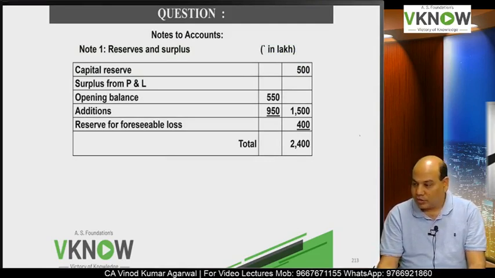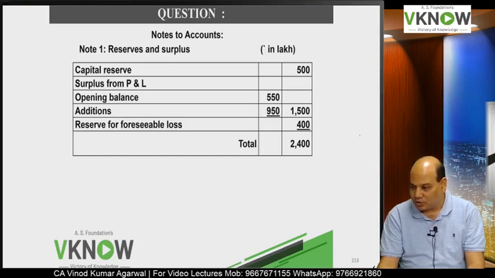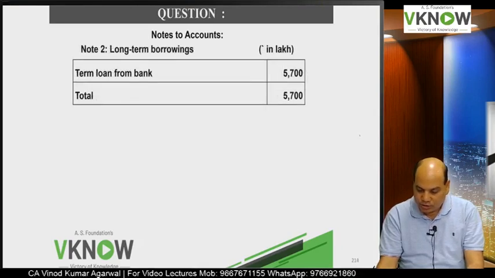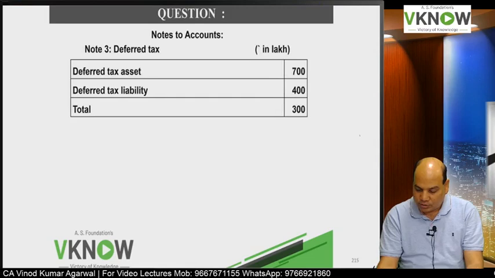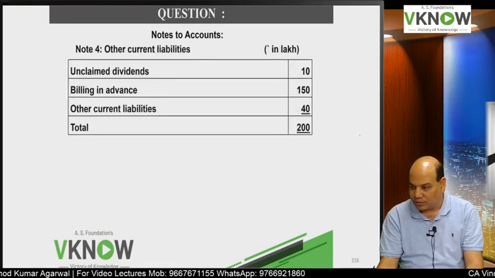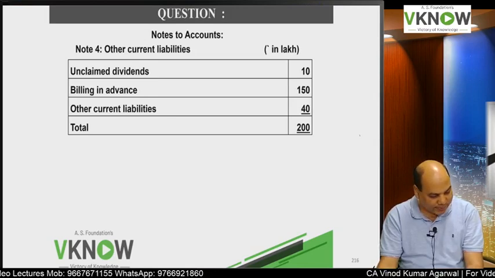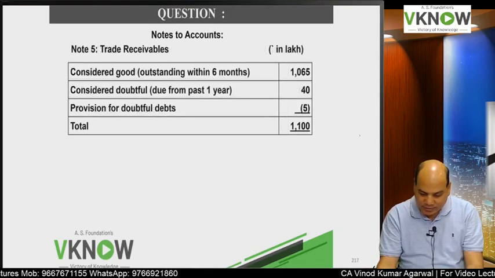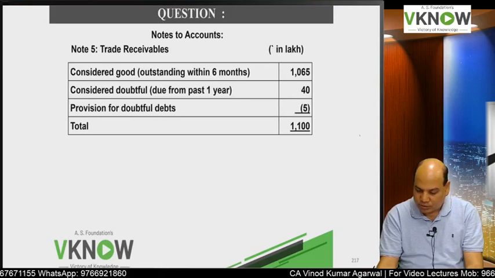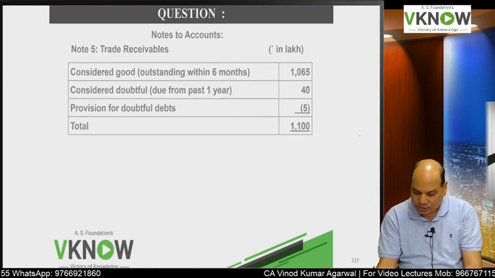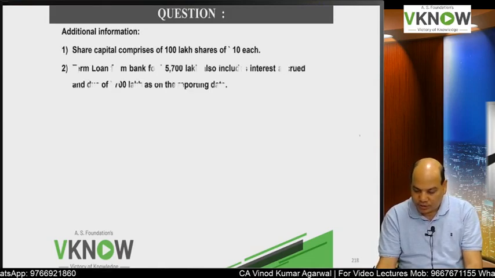Note number 1. Reserve and surplus, same 4-5 lines. Capital reserve, P&L account, opening balance, addition, reserve for foreseeable loss. Then long term borrowing, term loan from bank. Note 3, same, deferred tax asset, deferred tax liability, other current liability, unclaimed dividend. Then billing in advance, other current liabilities. Trade receivable considered good outstanding within 6 months, doubtful outstanding due past 1 year, and provision for doubtful debt. Same presentation. You have to write presentation nicely.